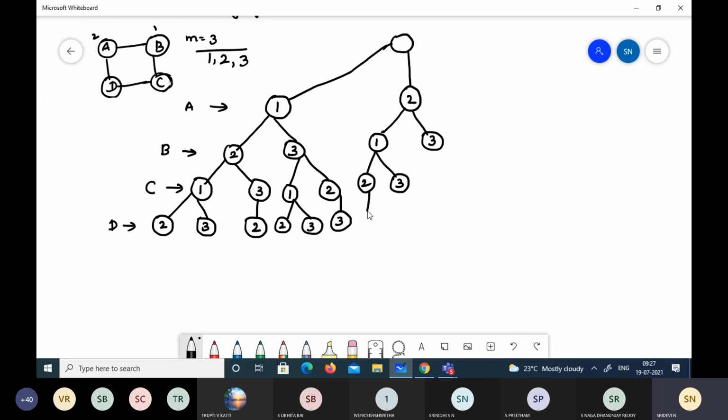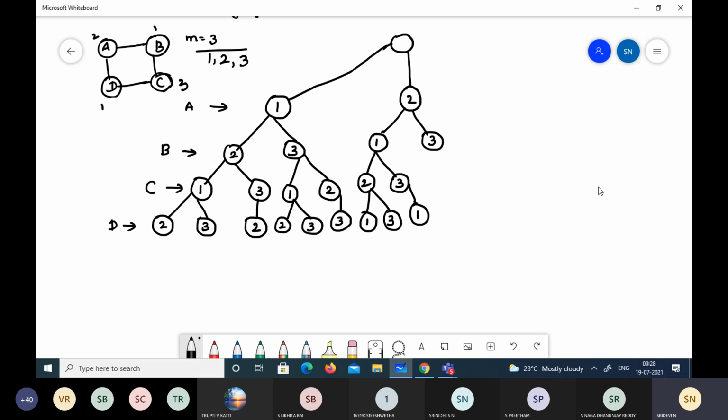Now, what if C is colored with 2? What are the options for D? I can have 1 and 3 here. If you just look into the graph, you can easily identify. Yes, I can have 1 or 3 here when C is 2. What if C becomes 3? What is the option I have here in this case? Only 1, ma'am. So I should note down here. I have only 1. That's how it goes on.